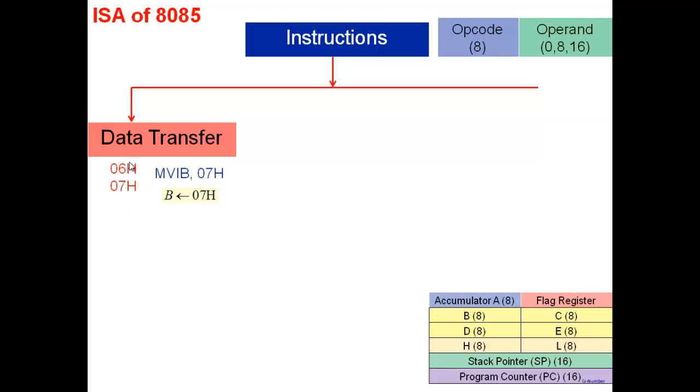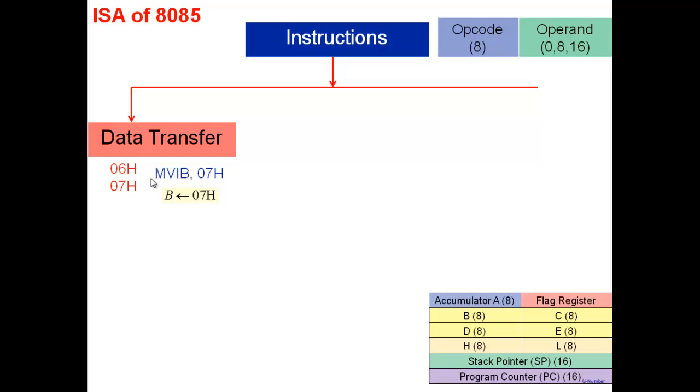Now, when the microprocessor fetches, it will fetch 06 first. And what is the 06? 06 is the first part here, the opcode. And what will the microprocessor interpret? It says MVI B: move immediate into the register B.